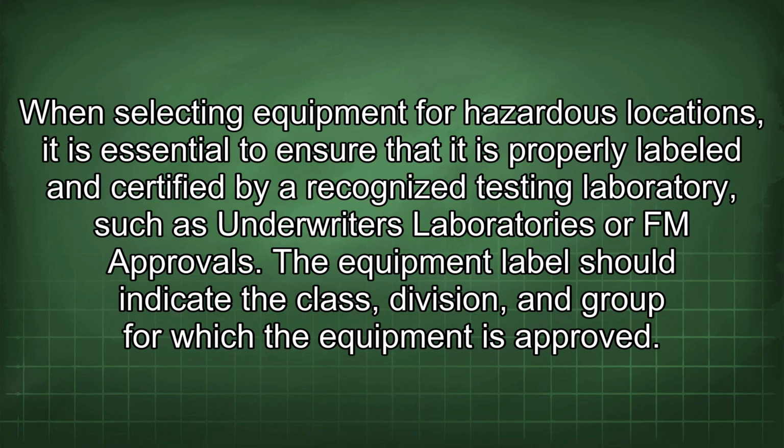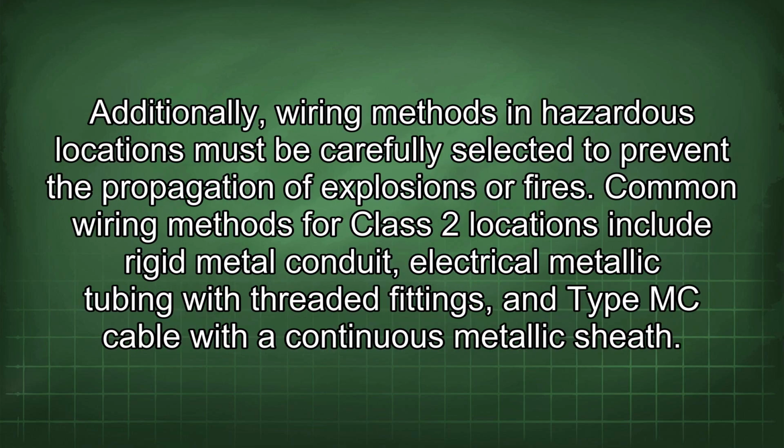When selecting equipment for hazardous locations, it is essential to ensure that it is properly labeled and certified by a recognized testing laboratory, such as Underwriters Laboratories or FM Approvals. The equipment label should indicate the class, division, and group for which the equipment is approved. Additionally, wiring methods in hazardous locations must be carefully selected to prevent the propagation of explosions or fires.